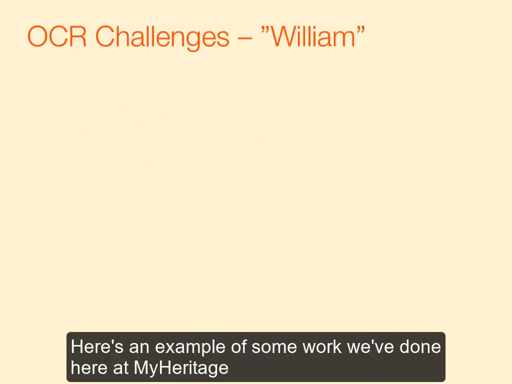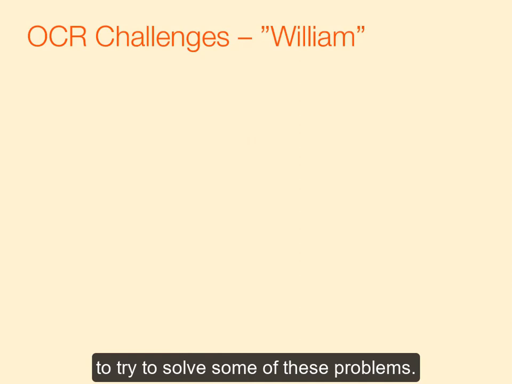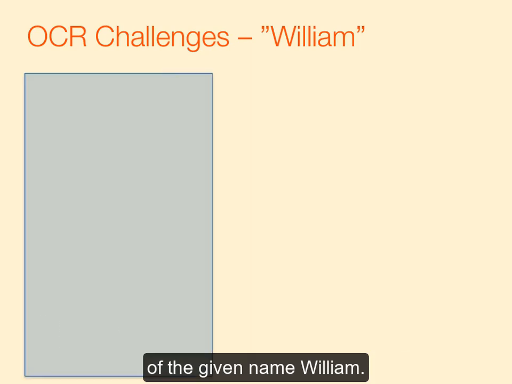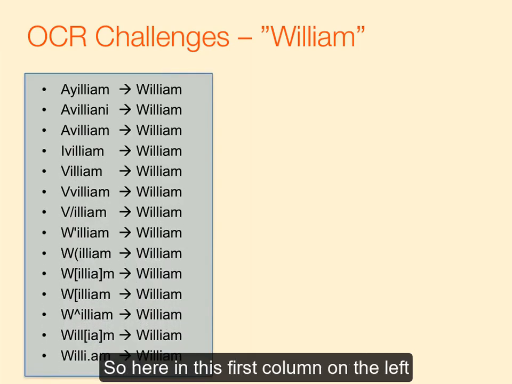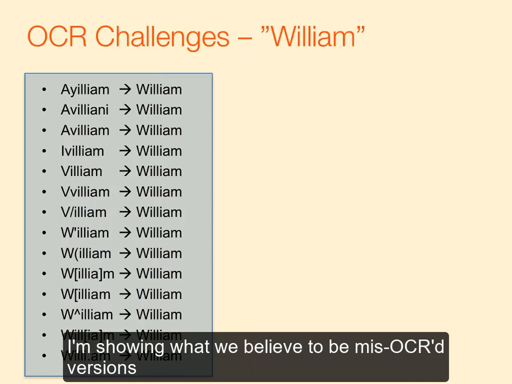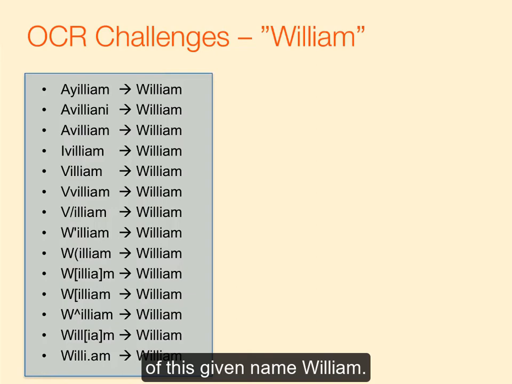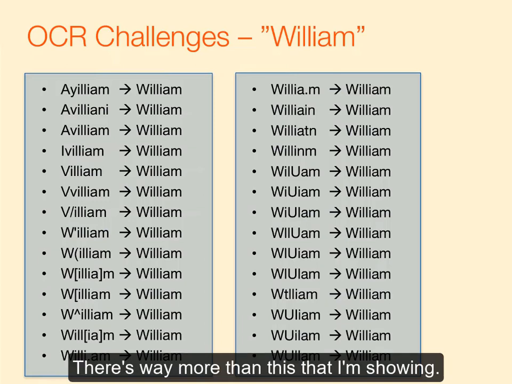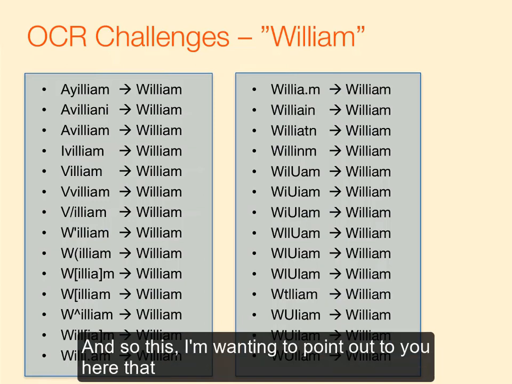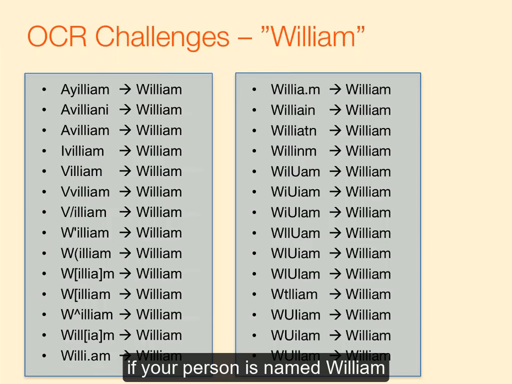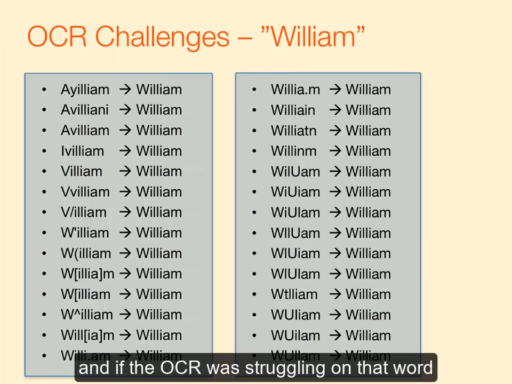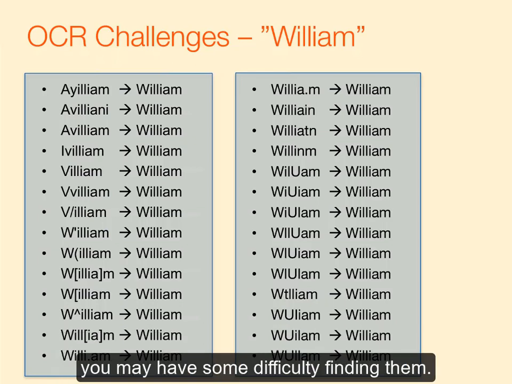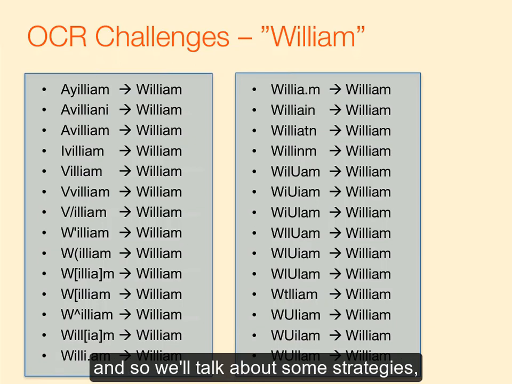Here's an example of some work we've done here at MyHeritage to try to solve some of these problems. I'm showing just a brief example of the given name William. In this first column on the left, I'm showing what we believe to be mis-OCR versions of this given name William. And this continues on for quite some ways; there's way more than I'm showing. I want to point out that if your person is named William and the OCR was struggling on that word on the particular page you're hoping to get a hit on, you may have some difficulty finding them. This also happens with surnames, and so we'll talk about some strategies.